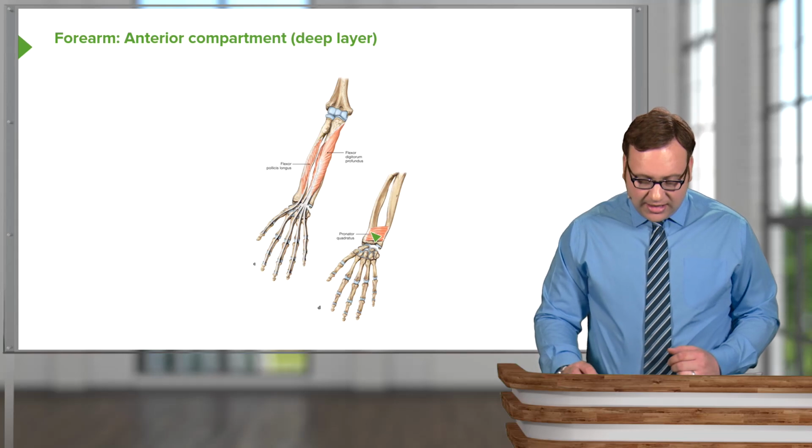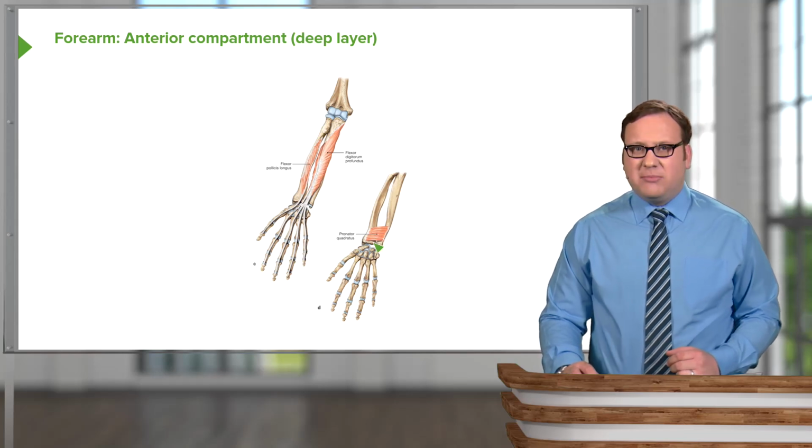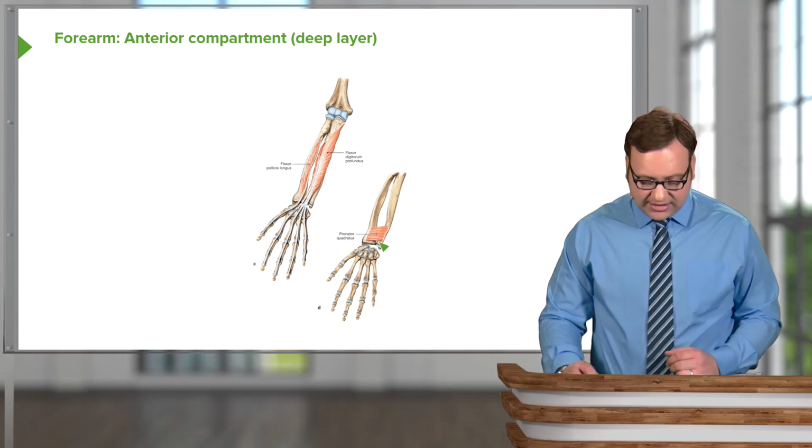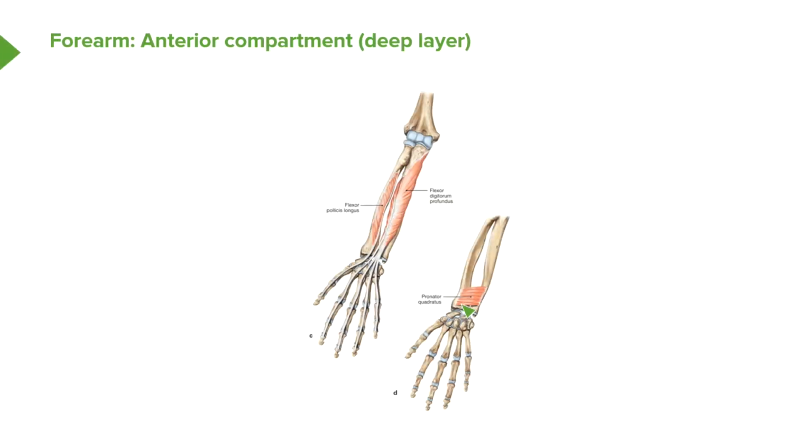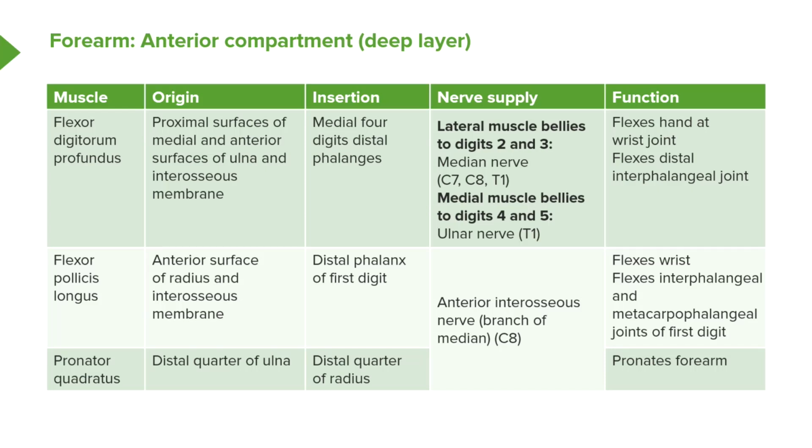The final muscle, the deep muscle in the anterior compartment, is pronator quadratus, and that runs between the 2 distal ends of the radius and the ulna. So let's have a look at the attachments of these muscles.